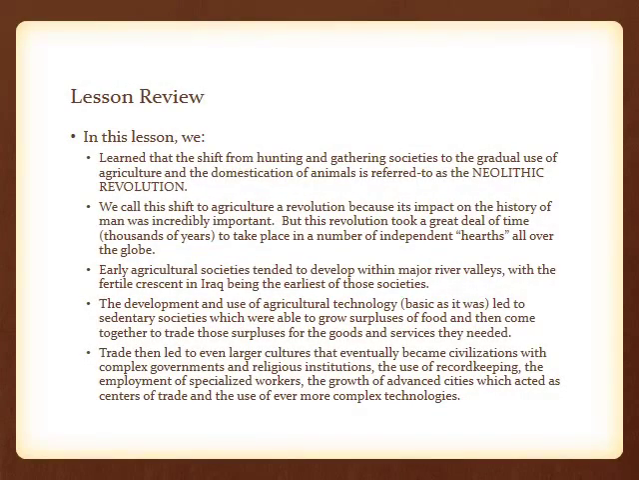So what have we learned so far? Well, we've learned that the shift from hunting and gathering to the gradual use of agriculture and the domestication of animals is called the Neolithic Revolution. Next, we've learned that this shift to agriculture is called a revolution because of its impact, not the speed at which it happened, but how much change it ultimately caused. This is a tremendous impact on the history of mankind. It's incredibly important. But the revolution also takes a great deal of time, thousands of years, to take shape.